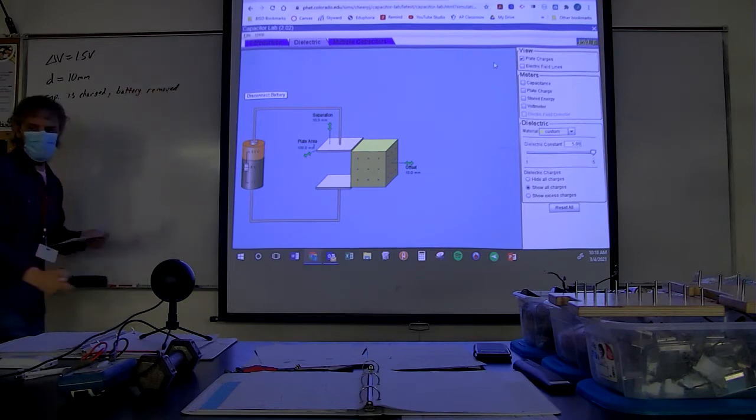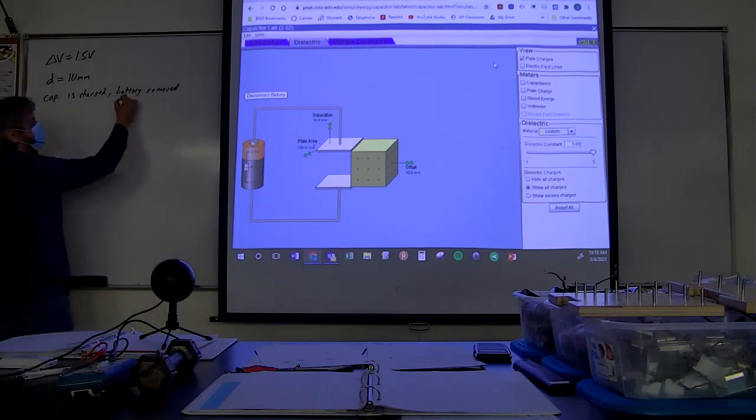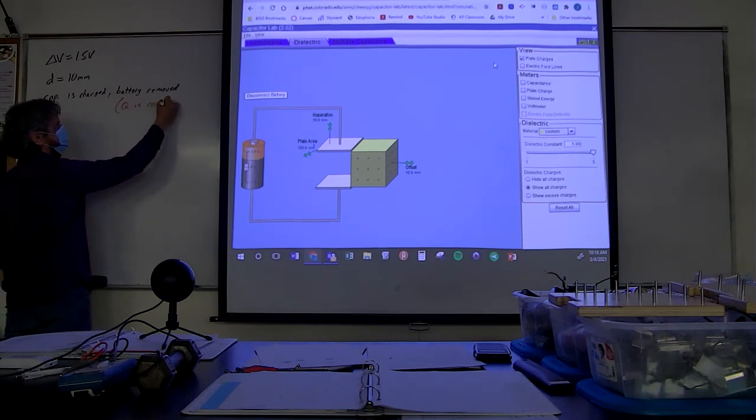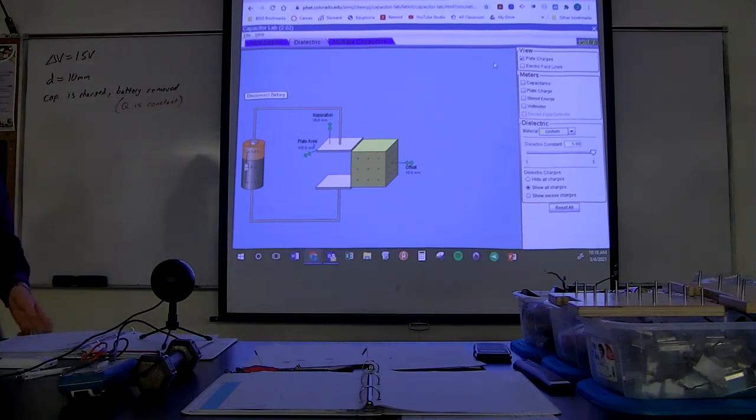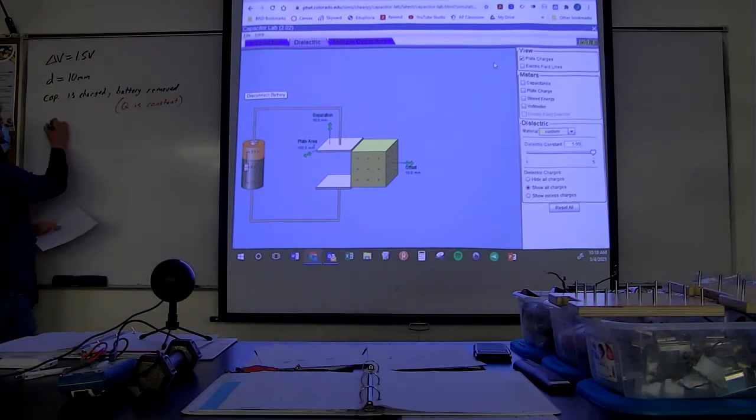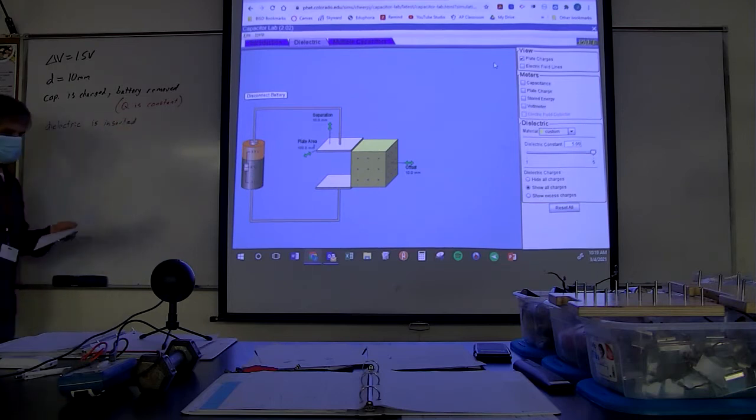What you want to remember anytime you have a capacitor that is charged and the battery is then removed is that Q is constant. Charge cannot flow onto or off of the capacitor because there's no path for it to go to do so. And then battery removed, and then the dielectric will be inserted. And we'll see what happens.